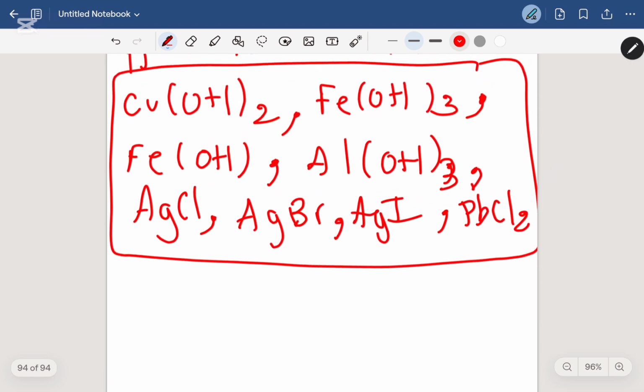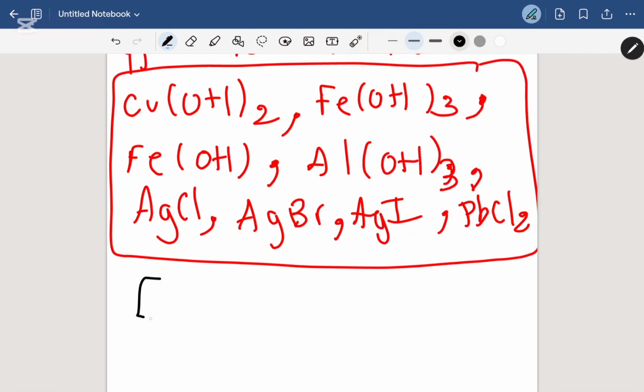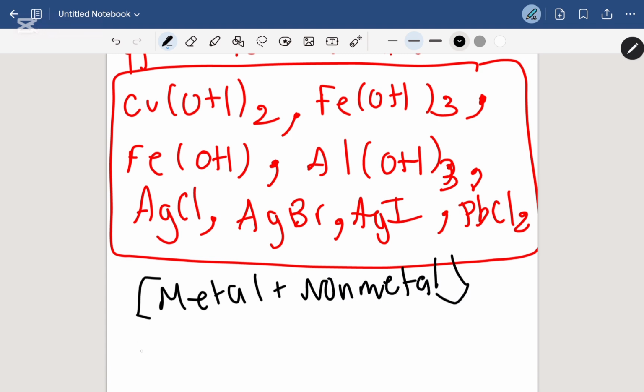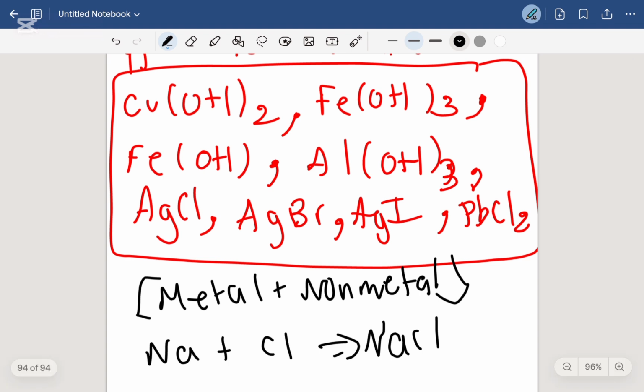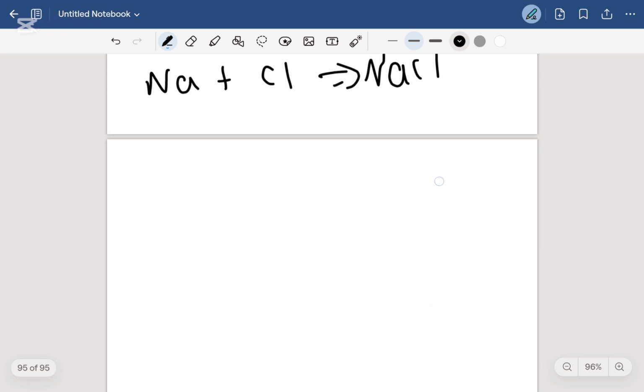Oh yes, and also some binary salts can form by doing metal plus non-metal. For example, if you have Na, which is a metal, plus Cl, which is a non-metal, you are going to get NaCl. Okay, this is a binary salt. It is prepared directly by combining their two elements. Now we can move on to something really nice.